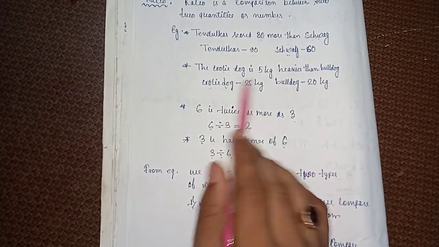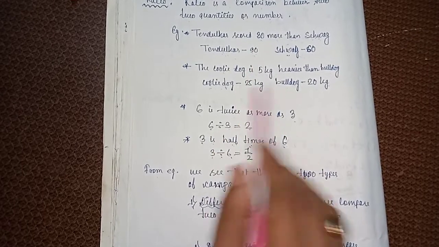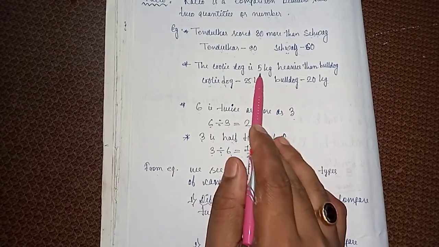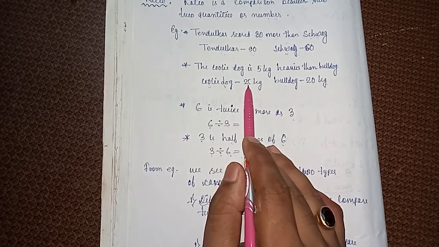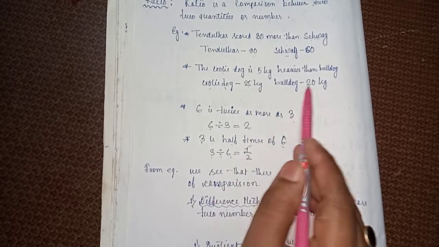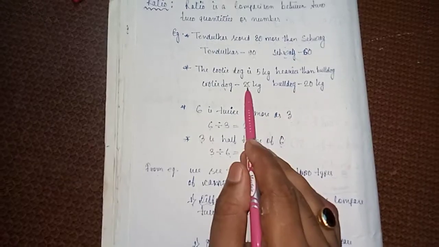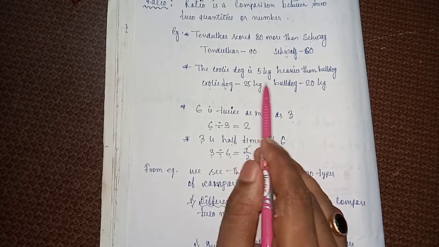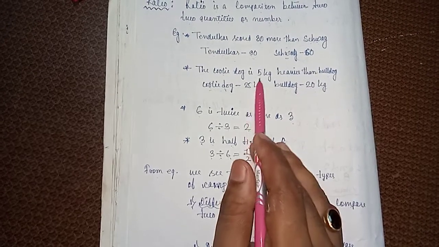So this is the same method of comparison, which means we are comparing by subtraction. Okay, you see, if we subtract 20 from 25, then we are going to get 5.